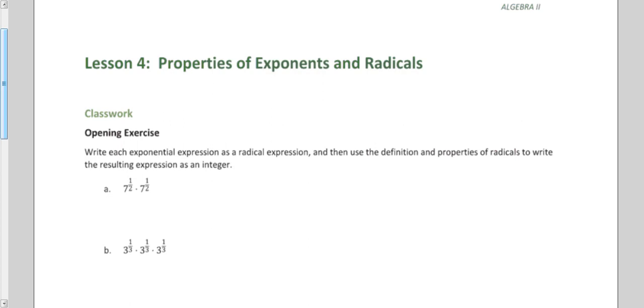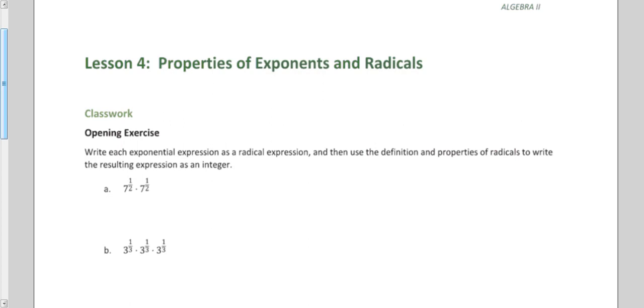All right. We're going to do properties of exponents and radicals. So we are delving even further into this. It's lesson 4. We're going to jump even deeper into how exponents work.